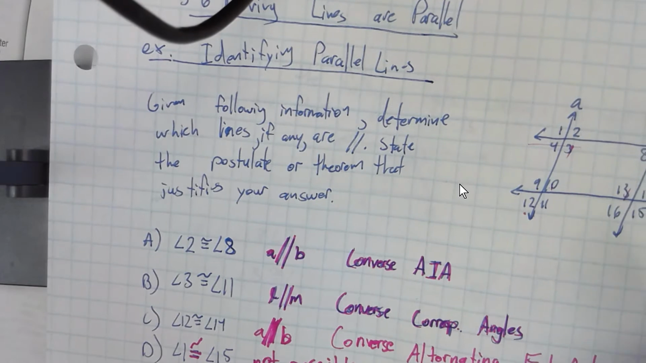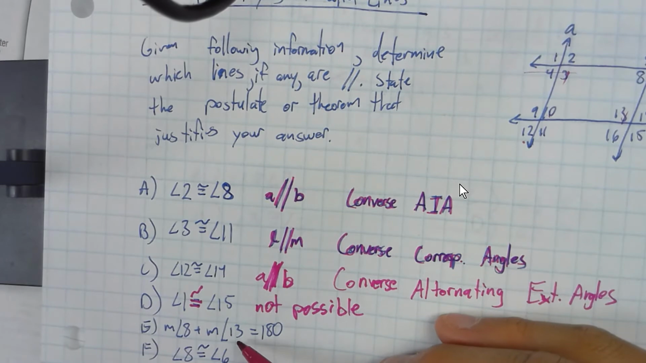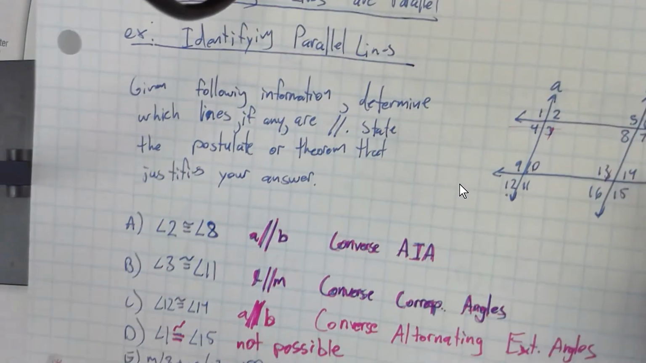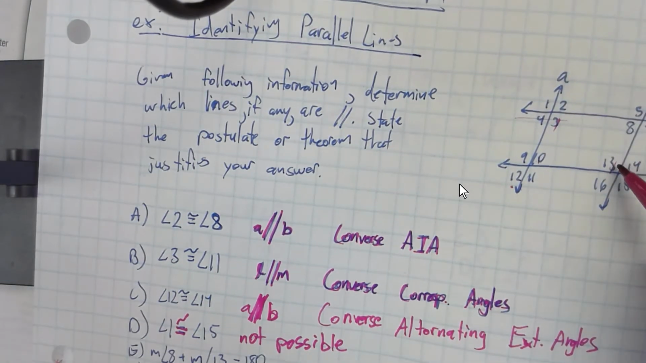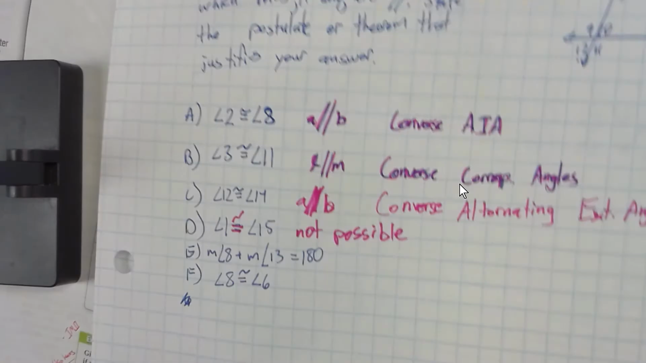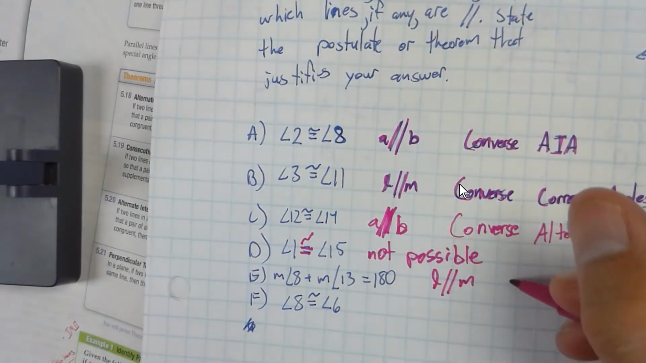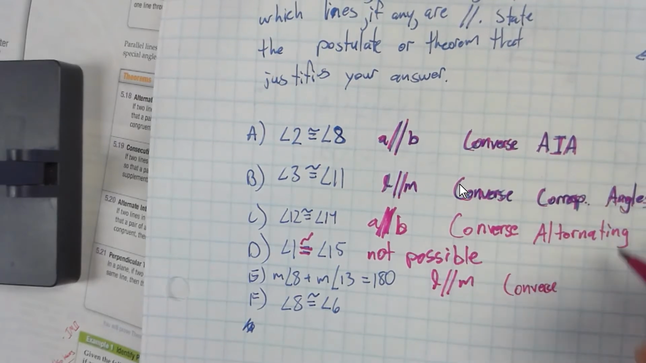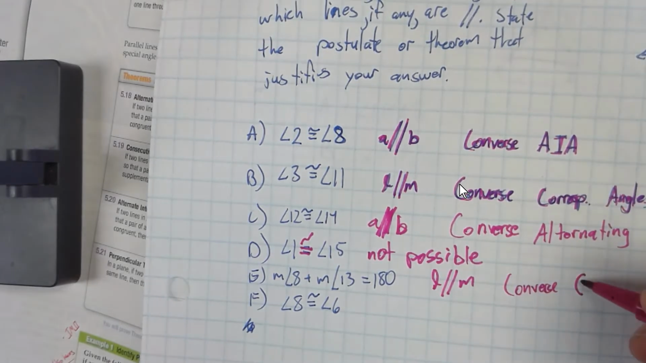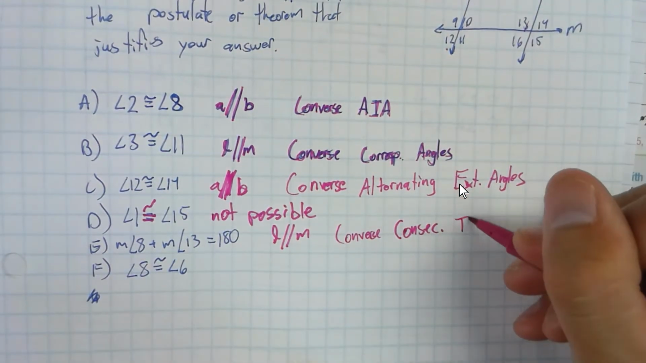It even says on part E that if the measure of angle 8 plus the measure of angle 13 is equal to 180, let's see, 8 and 13 adding up to 180, they're consecutive, they're in the interior, and they make L and M parallel. And then we would use the converse. I'm going to say consecutive. I'm going to abbreviate that. Consecutive interior angles.